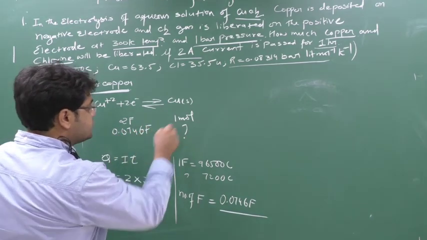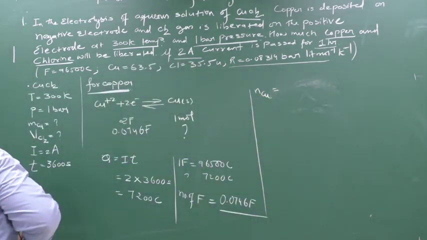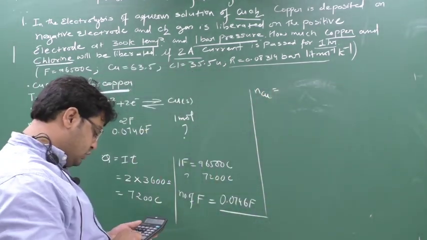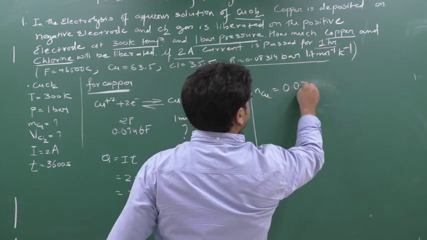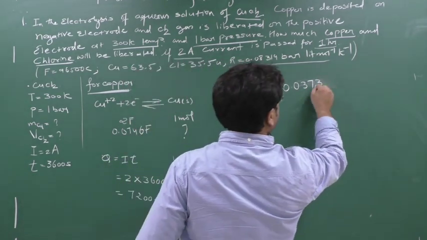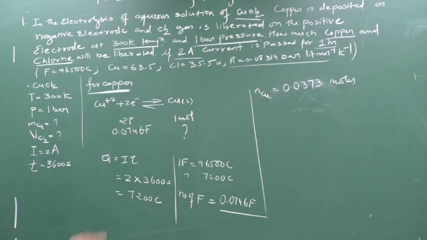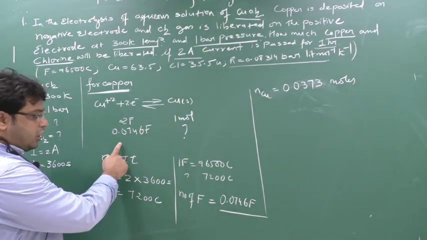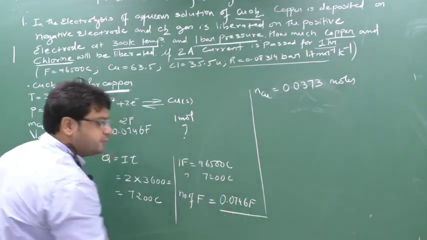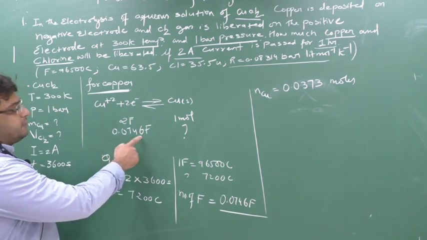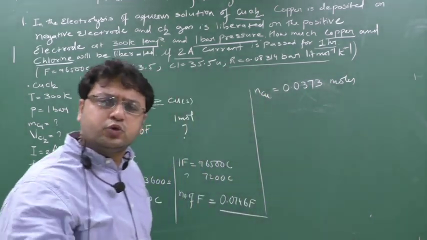0.0746 Faraday. How many moles will I get? So I will get moles of copper. You have to multiply by 1 and divide by 2. So you will get 0.0373 moles. Clear? What I have done, I have multiplied by 1 and divided by 2. So when I supply 2 Faraday, I get 1 mole, so how much Faraday am I actually supplying from the question? Actual Faraday I supplied are 0.0746. So on supplying 0.0746 Faraday, how many moles am I getting? I am getting 0.0373 moles. After the decimal point you take 2-3 numbers.